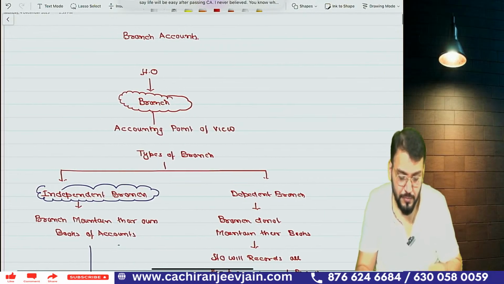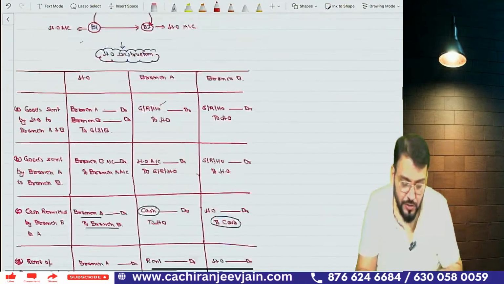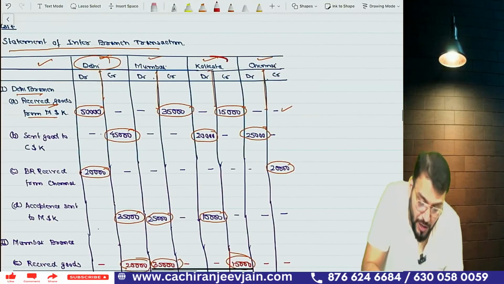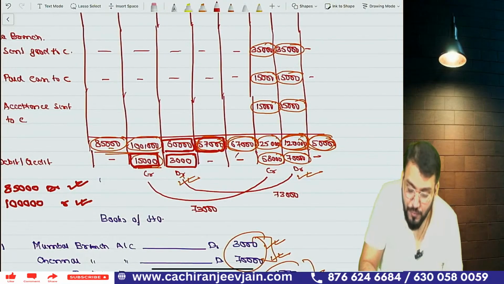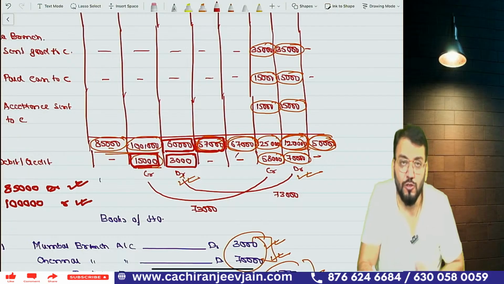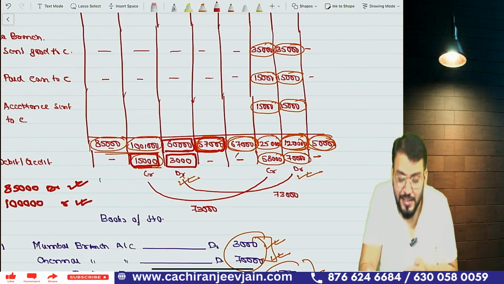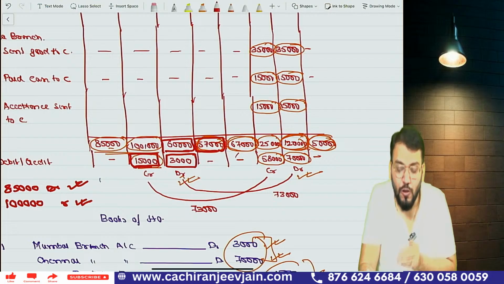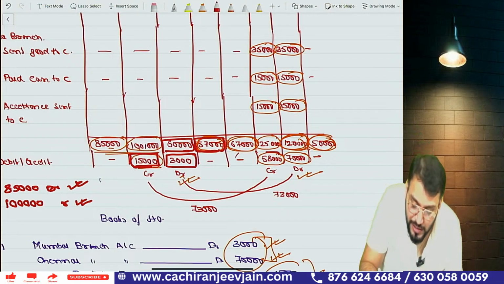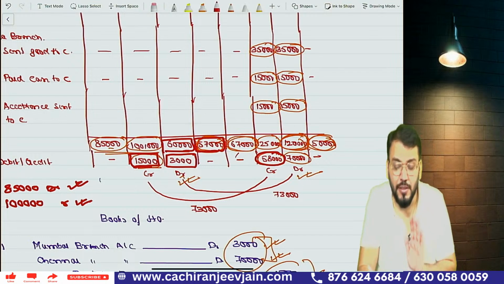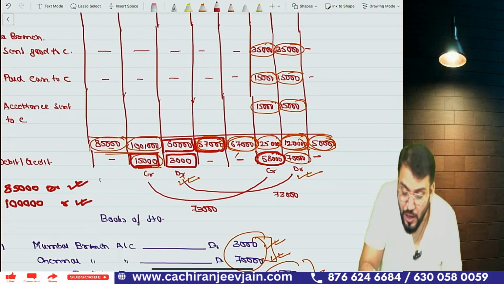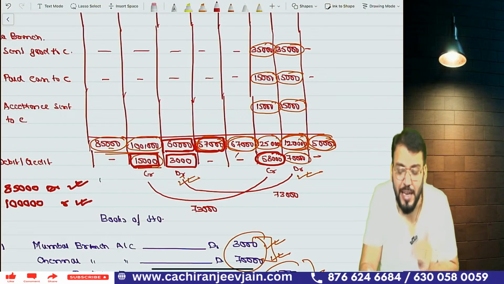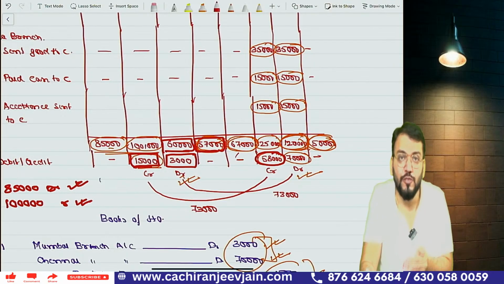Similarly, if you see the next, Kolkata branch, 67,000 is debited and 1,25,000 is credited. So instead of debiting 67,000 and crediting 1,25,000, what will we do? We will credit that Kolkata branch with 58,000. Similarly, Chennai branch, 1,20,000 debited and 50,000 credited. So instead of debiting 1,20,000 and crediting 50,000, we will debit 70,000 in the books of head office.